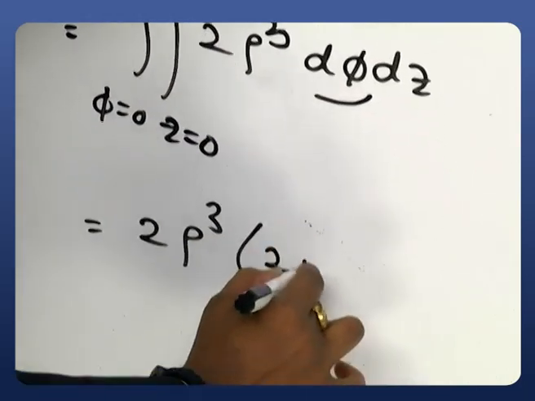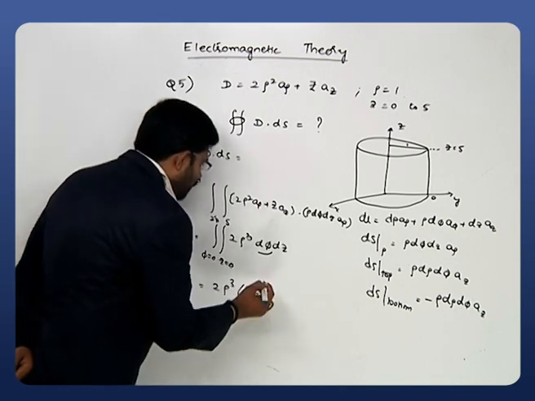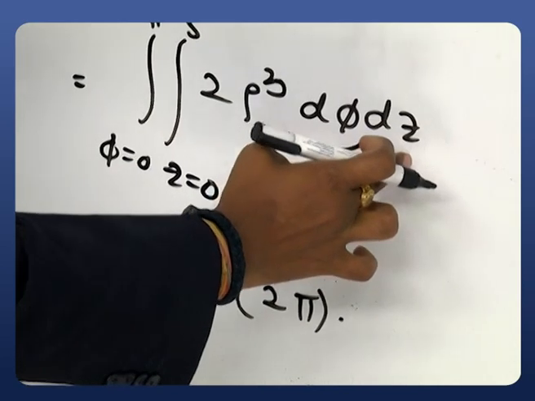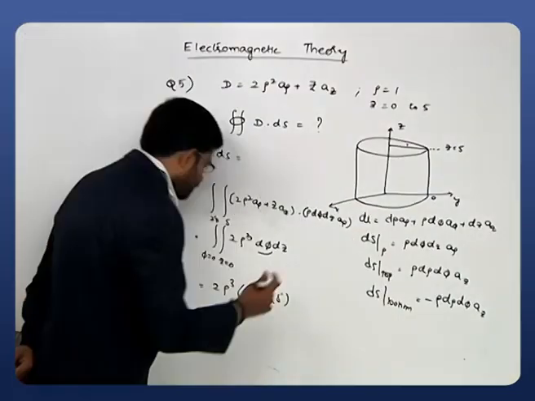So what we get is 2 pi. This is for phi into z. Since there is no other z term, only z, what we get is z taken from 0 to 5... so what we get is phi.